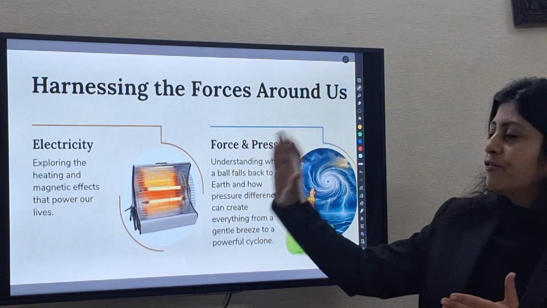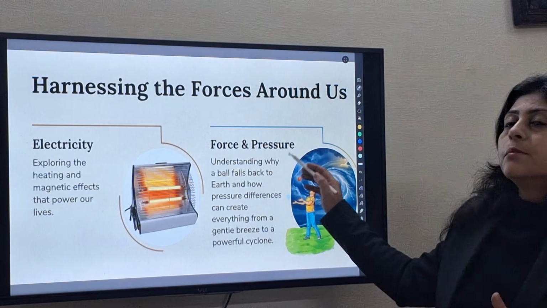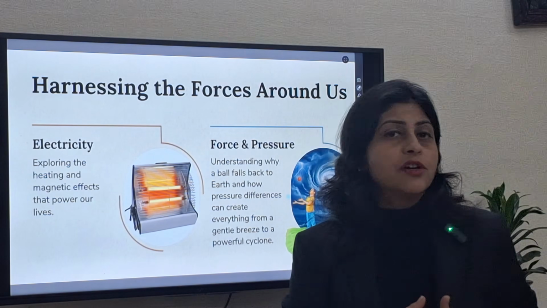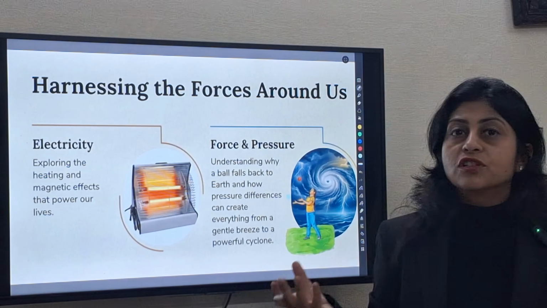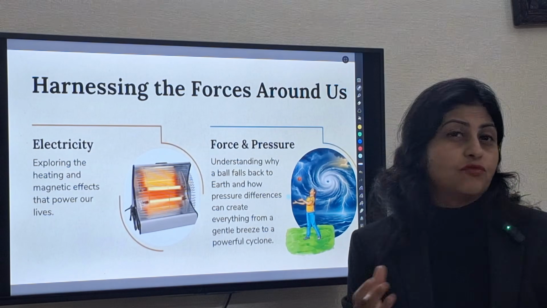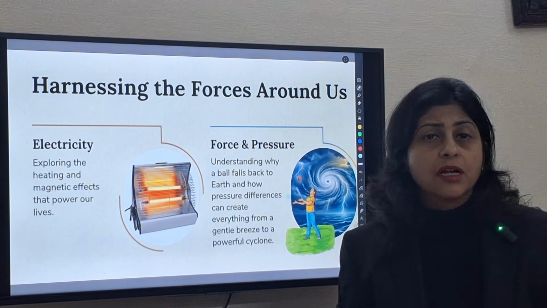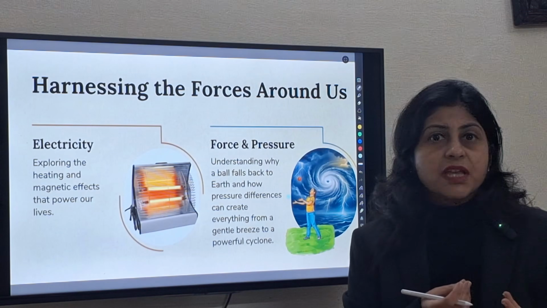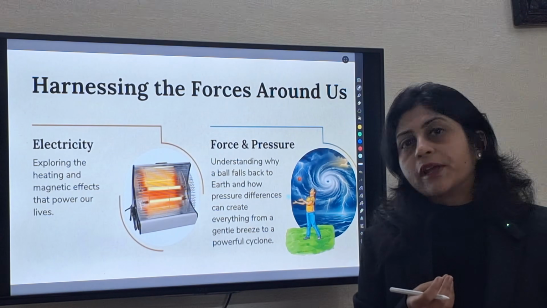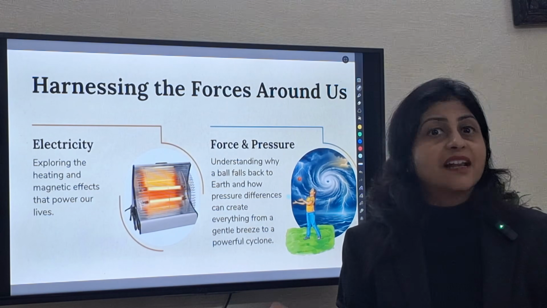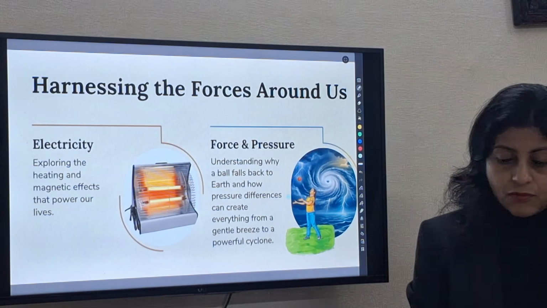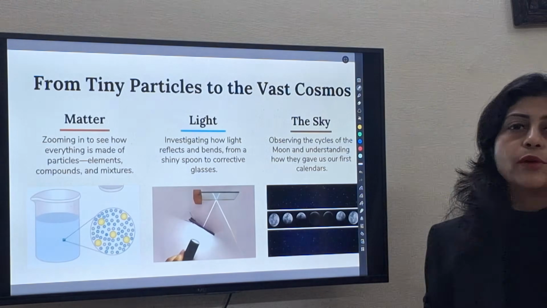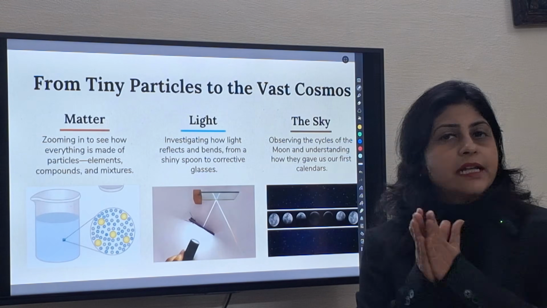Now, from electricity, we move on to force and pressure. In this, we are going to see what kinds of forces there are, what a force is, what pressure is, and how just a difference in pressure turns a soft breeze flowing into a cyclone. So this is what we are going to understand in this part.